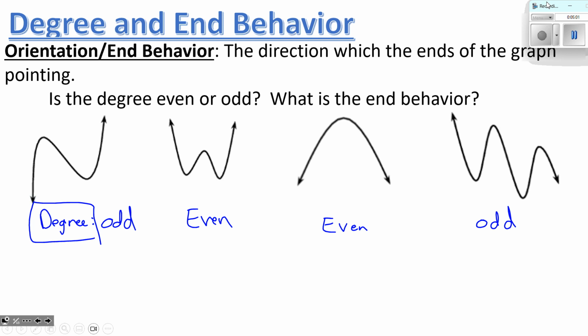Now the next is how we write the end behavior. And for the end behavior on each of these, it's kind of two parts because the graphs essentially have two ends we're looking at. What is the left and what is the right end behavior?